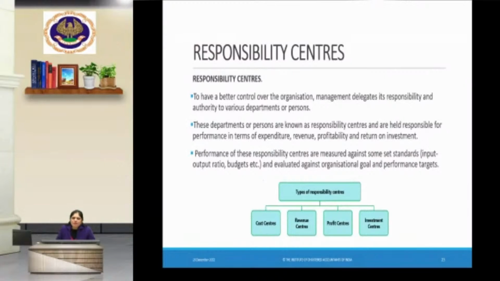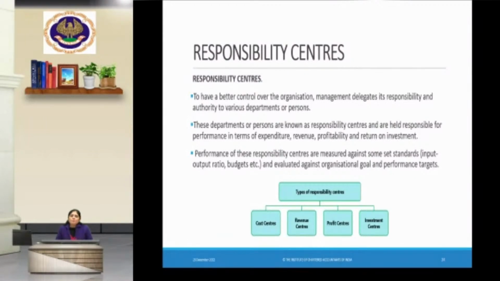So basically, I've explained this to you on earlier occasions also. Responsibility centers are basically the centers which are handled by some manager or a head of that center. So we'll have a better understanding. To have better control of the organization, management delegates its responsibility and authority to various departments or persons.